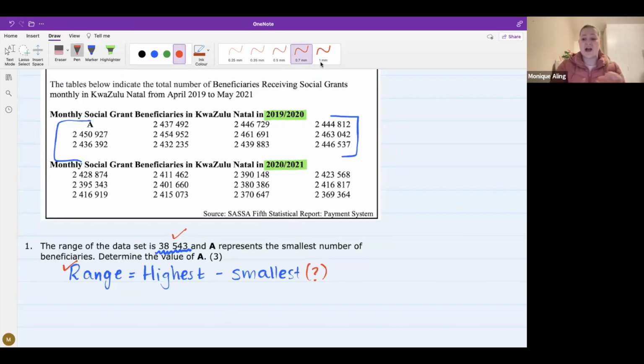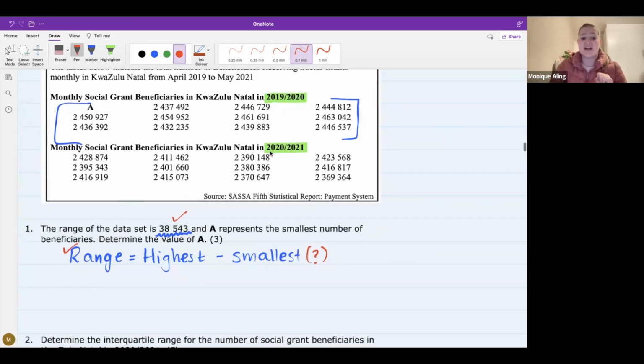Okay. So now I'm going to substitute the values I do have into this formula. I have the range. It was given to us in the question, which means I need a highest number or a smallest number. They told us the smallest number is represented by A. So this A over here is the smallest number of our data set. So that means I need to go look through all these numbers now and find the highest number.